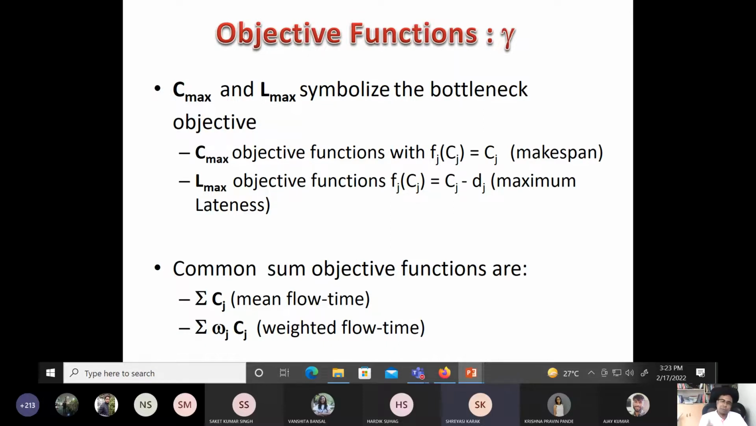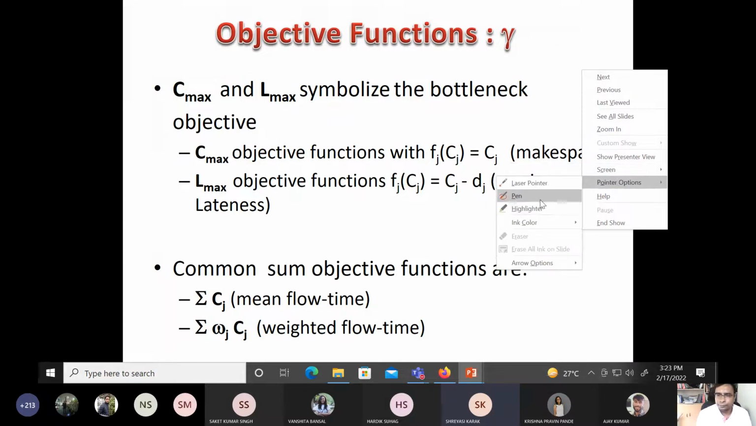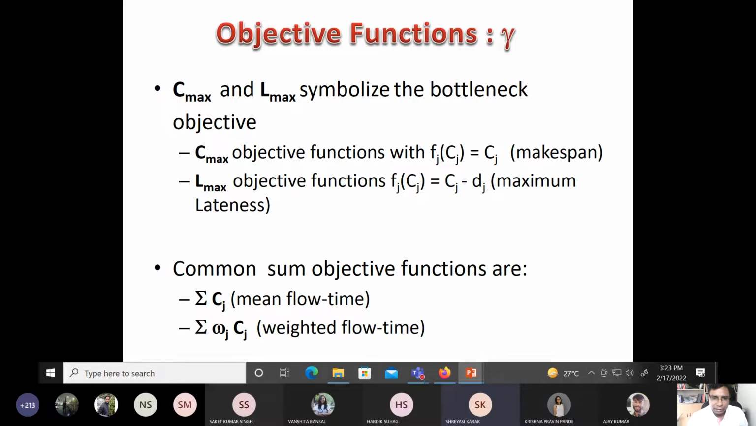Whenever you say flow time, let me change to my pencil. Summation of cj, so we say mean flow time. Flow time, suppose I say fj is equal to cj minus rj. So flow time is how much time the task has stayed in the system, that is completion time minus release time. And summation of wj cj is weighted flow time.